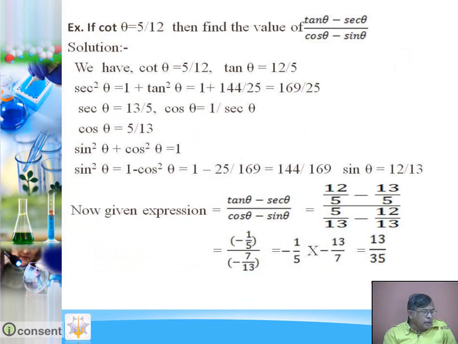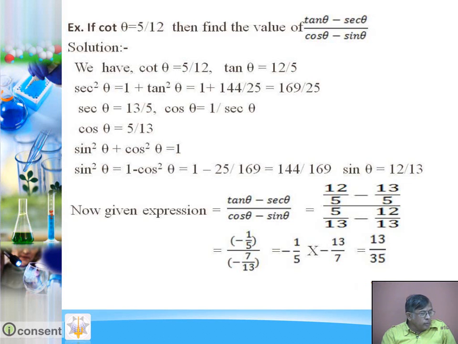Now cot theta is equal to 5 upon 12. Then find the value of (tan theta minus sec theta) upon (cos theta minus sin theta). See the solution. We have cot theta 5 upon 12. So tan theta is reciprocal of cot theta, we know, that is 12 upon 5. Now sec square theta is equal to 1 plus tan square theta. So 1 plus (12 upon 5) square means 1 plus 144 upon 25, that is 169 upon 25. So sec theta is equal to 13 by 5.